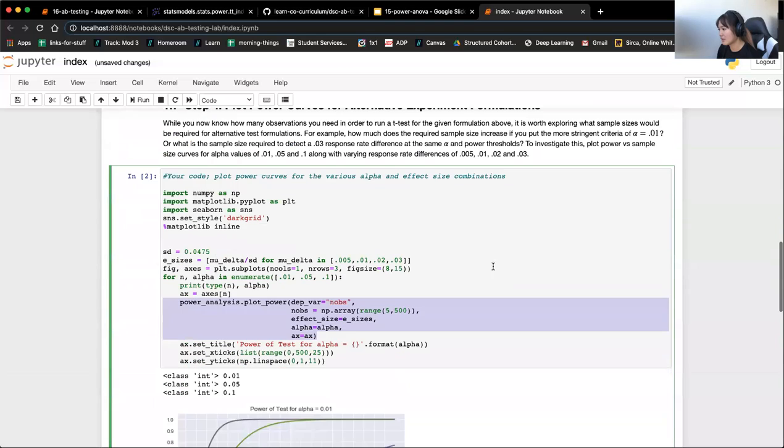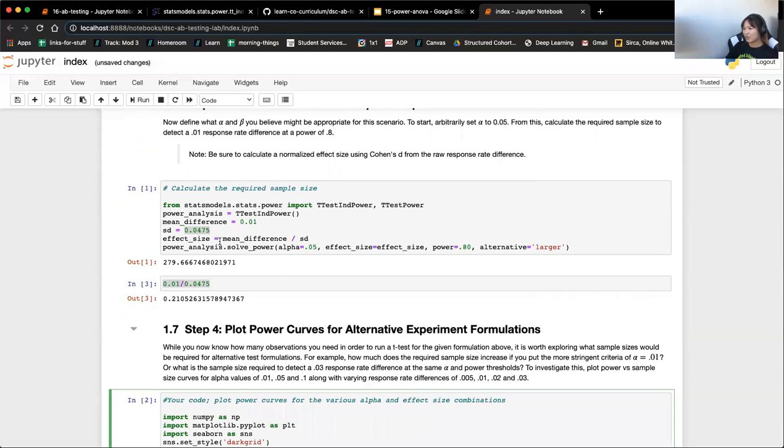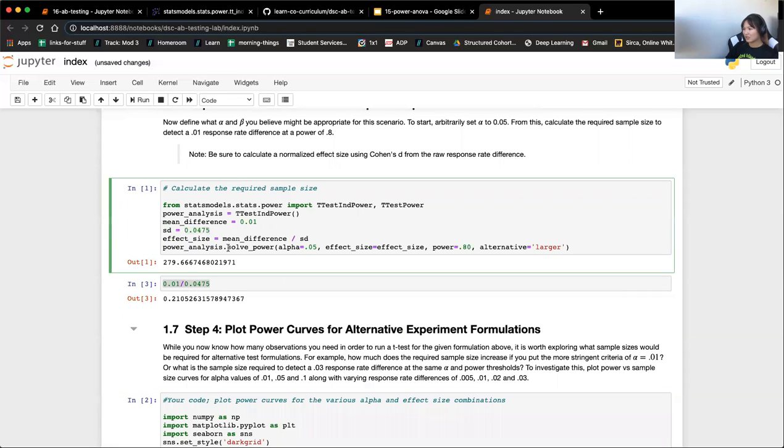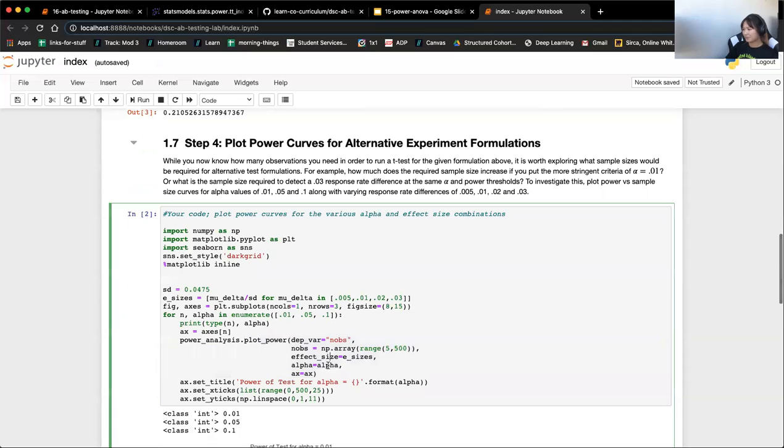It could be that they're not doing the same test. I'm not sure if they are also doing the same one-sided test. I think that could also affect it. I would have to dissect this code a little bit more. And I'm also personally not super sure how this plot power works, because the power analysis is here, solving this power.